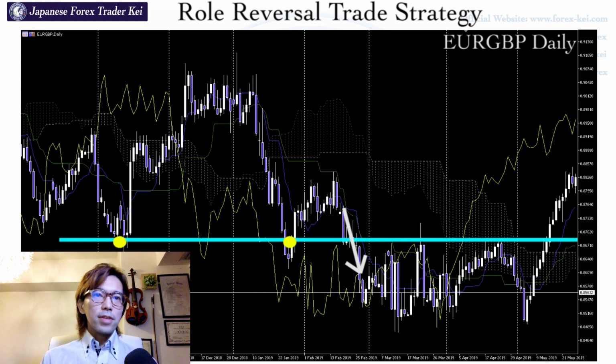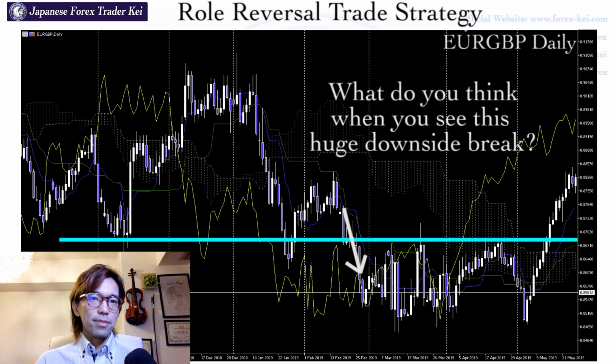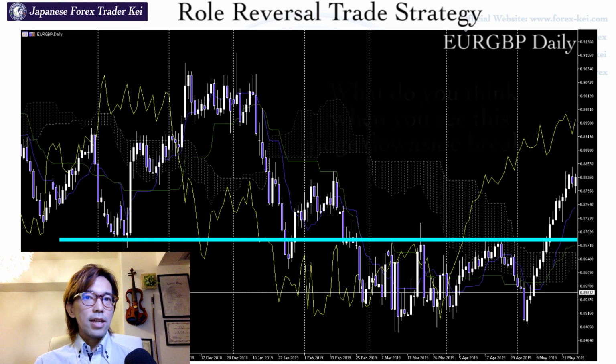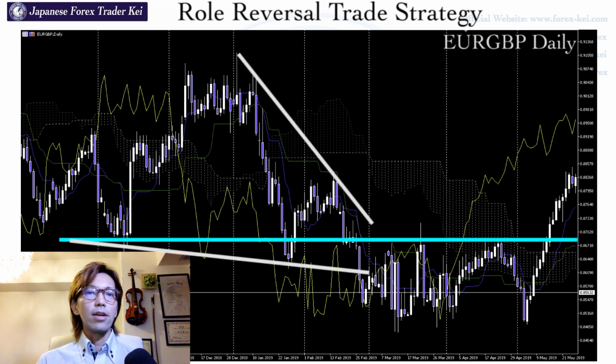Now think about this. When you look at the market and you see a huge breakdown like this, what do you think? Do you think the market is going down or going up after this? Well, most traders might think the market is going down when they see this big fat bearish candle, because it broke the line downwards and is now making lower highs and lower lows.